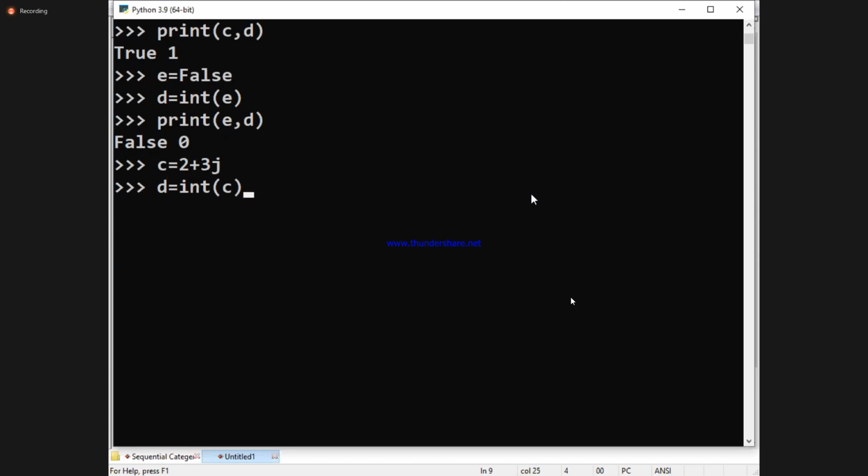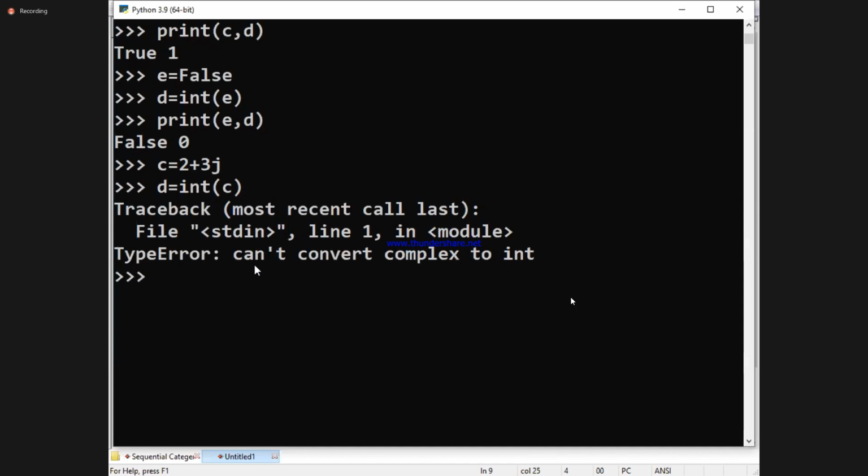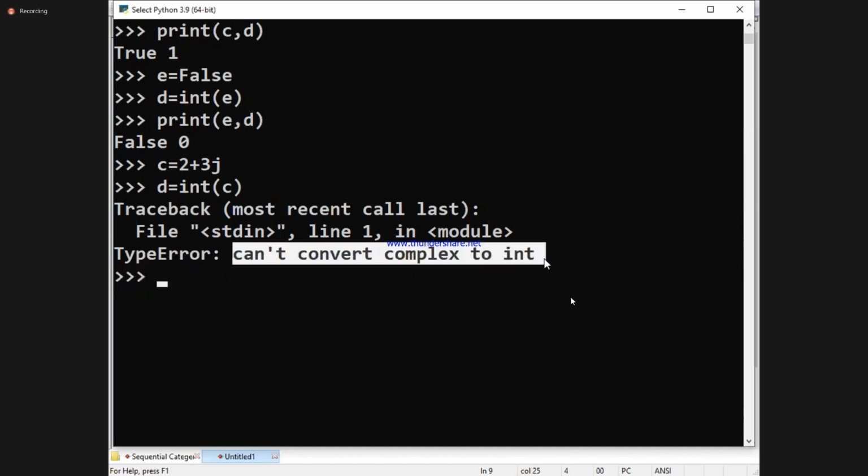What is the value of D? Everybody will expect 2. It is a wrong answer. It is invalid. Everybody will think that it is valid, but it is invalid because it is not a base 10 representation. Complex numbers are not called base 10 representation. You will get the error: cannot convert complex to int.